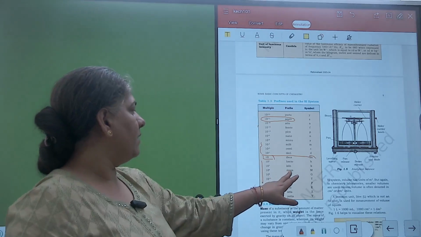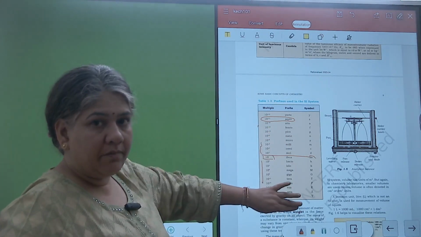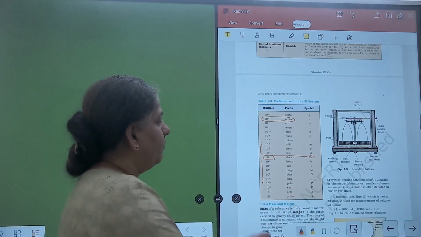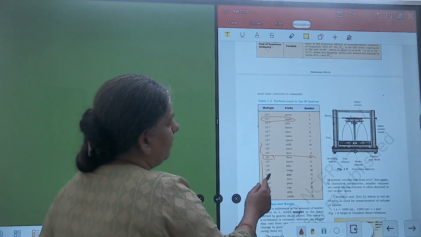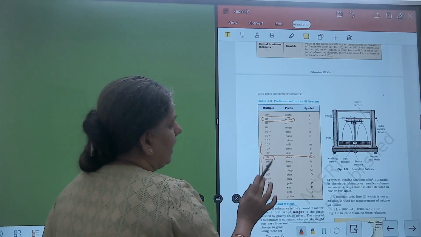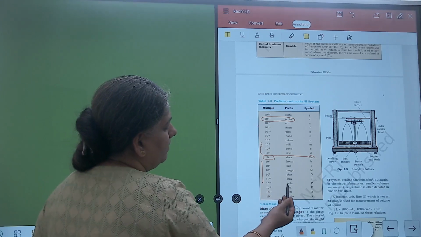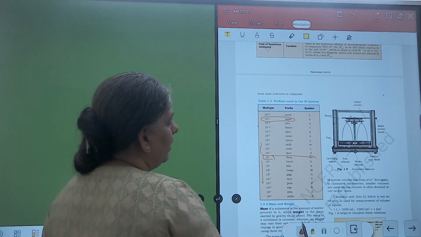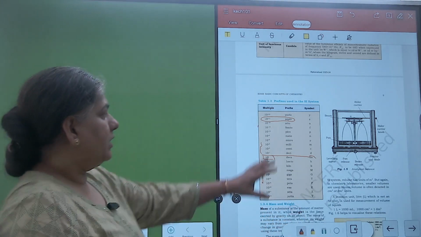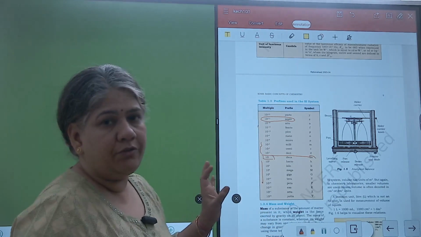10 raised to the power 6 is mega, minus 6 is micro. 10 raised to the power 9 is giga, 10 raised to minus 9 is nano. 10 raised to 12 is tera, then peta, exa, zetta and yotta. So this way you have to remember the table for conversion of units.